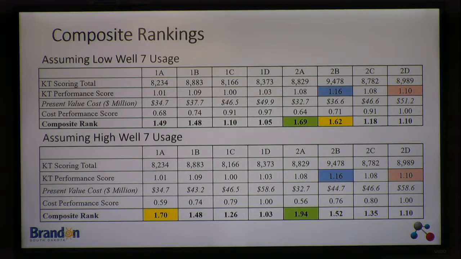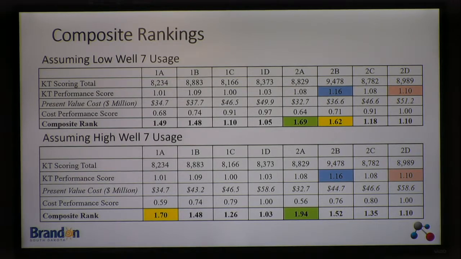So the green one here receives the highest combined or composite score, which is found by dividing the cost performance score into the KT performance score. Now why is that? It's because cost and non-cost performance were given equal weight. If the cost had a bigger difference between the low and the high end, it's going to dominate. It's going to take over that smaller difference between the performance scores, the non-cost performance score. And so that's what happened here.